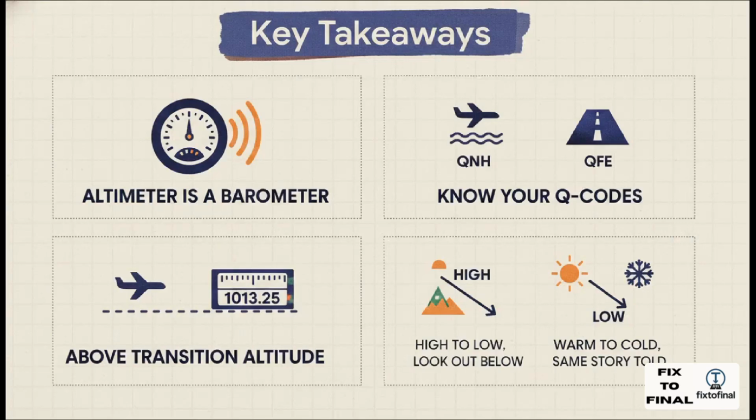All right, let's wrap this up. Here are the absolute must-knows. 1. Your altimeter is a barometer, not a ruler. 2. Know your Q codes. QNH is for altitude above the sea. QFE is for height above a field. 3. Above the transition altitude, everybody sets standard. 4. Both pressure and temperature changes can make your altimeter lie. And finally, remember the rhymes that can save your life. High to low, look out below, and its partner, warm to cold, same story told.